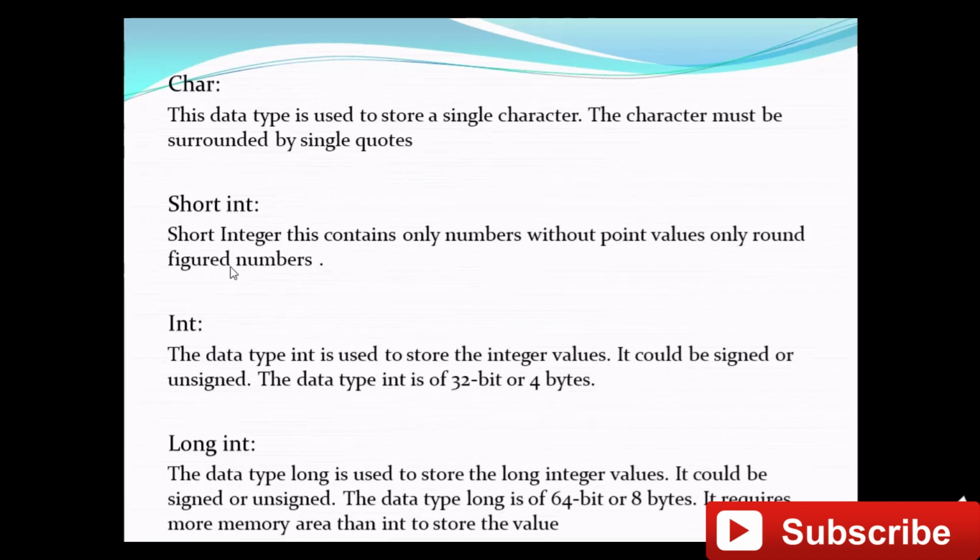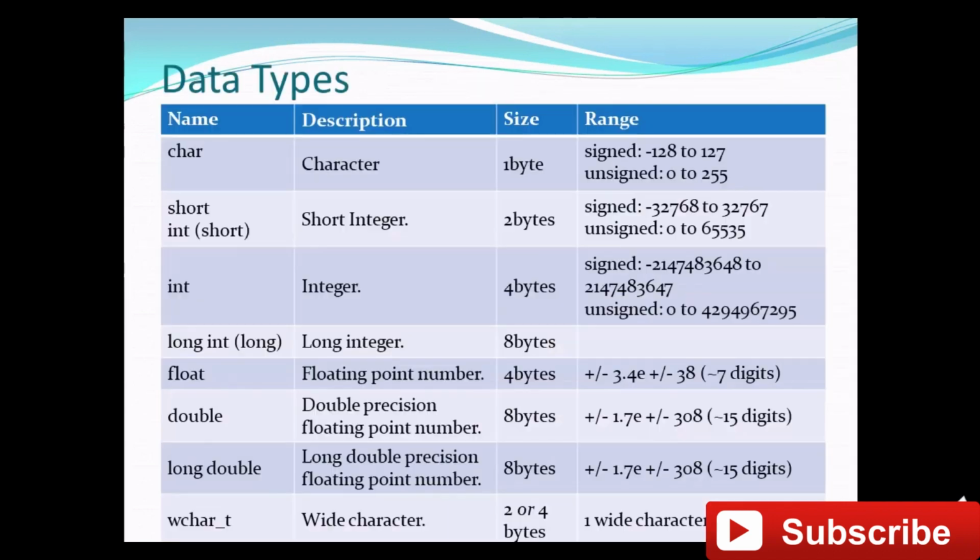Then we go to short int. This is the integer type that contains only numbers without point values, only whole numbers. Short int and int are the same thing, but the size varies: short int has 2 bytes and int has 4 bytes. Similarly, long int will have some extra bytes. Float will have 4 bytes, double will have 8 bytes, and long double will have 8 bytes. That's it.